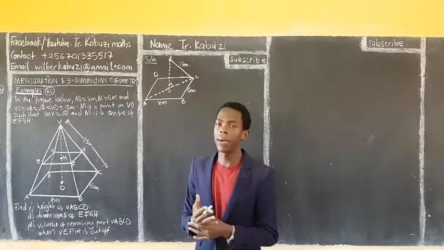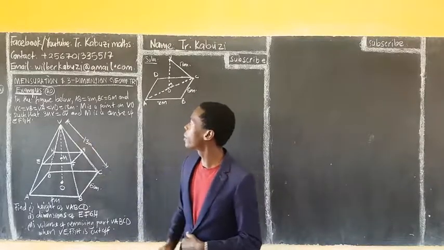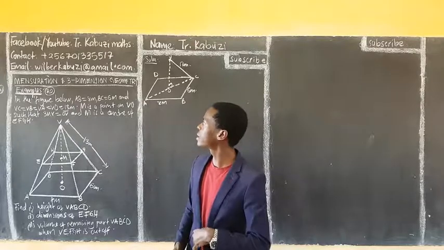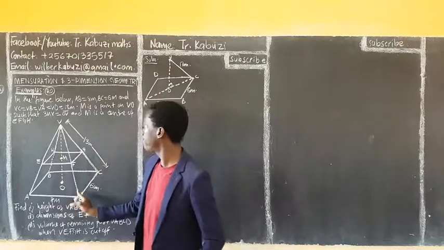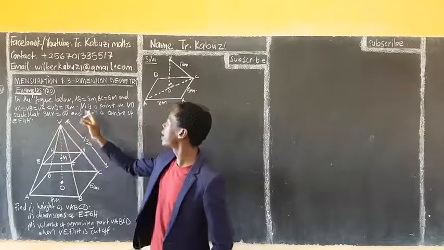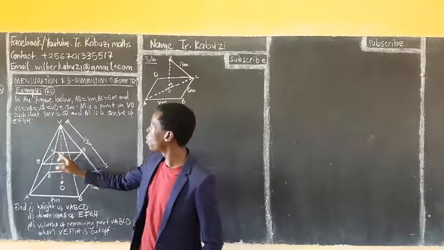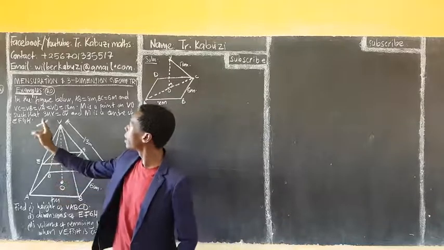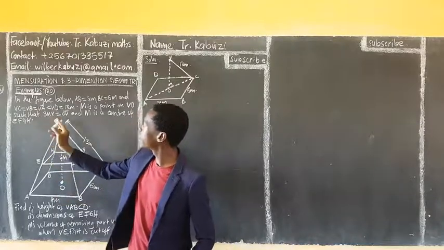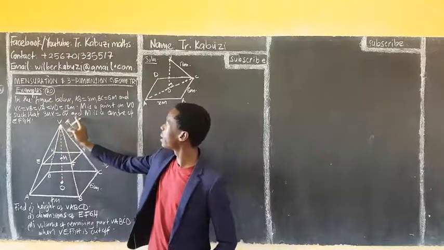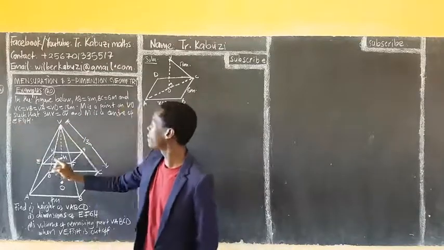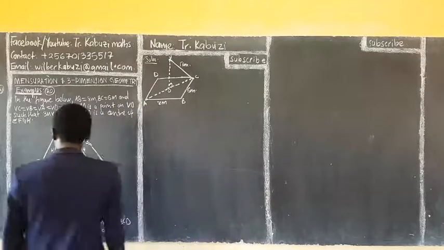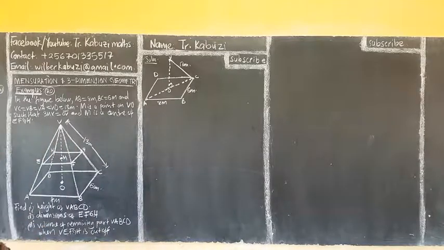Okay, now in the figure below, AB is 8 meters, BC is 6 meters, and VA, VB, VC, and VD are equal to 13. M is a point on VO such that 3MV is equal to OV, and M is the center of EFGH, this base. Now, calculate the height of VABCD.